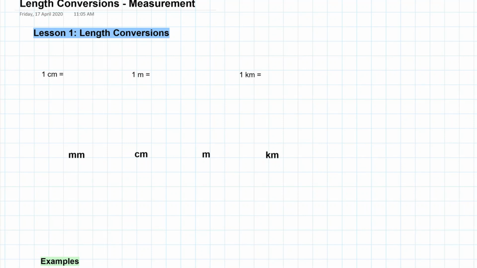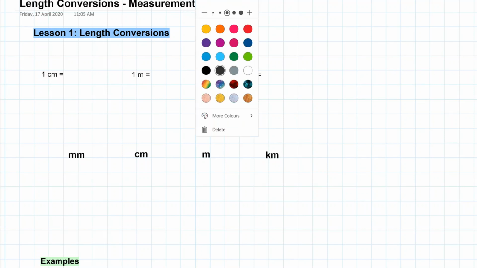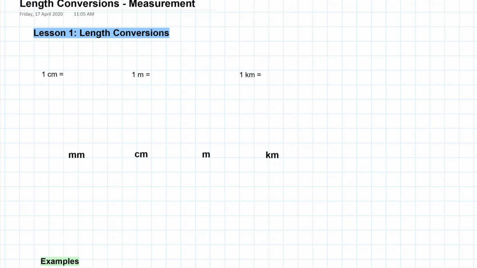Questions like these are really important for anyone who's thinking of going into a trade, because on the work site, nothing is in centimeters or meters, everything is in millimeters. So if your boss says this is 370 mil, you've got to know what that means. You need to know that 1 centimeter is equal to 10 millimeters. Okay, 1 centimeter, 10 millimeters.